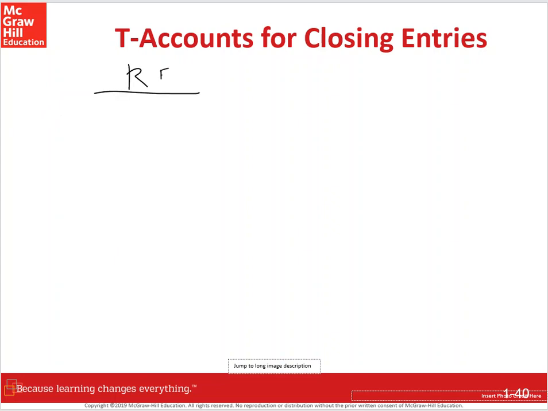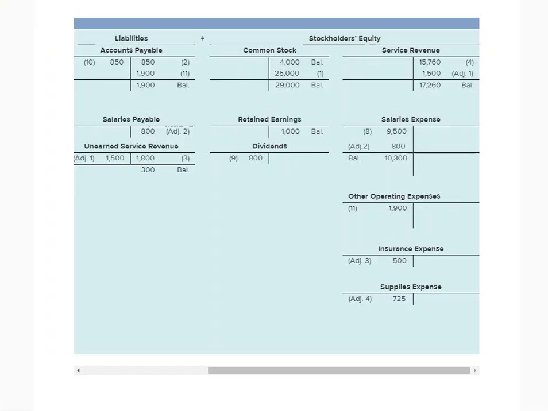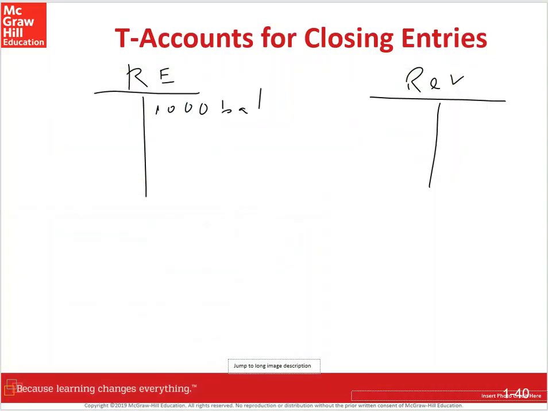Here's retained earnings. And it had a balance of 1,000. And then we'll draw our revenue account. I think it was consulting revenue. And our balance was, I think, 17,260 on the credit side, of course. Okay, so the question: how do we make the balance in consulting revenue go away?